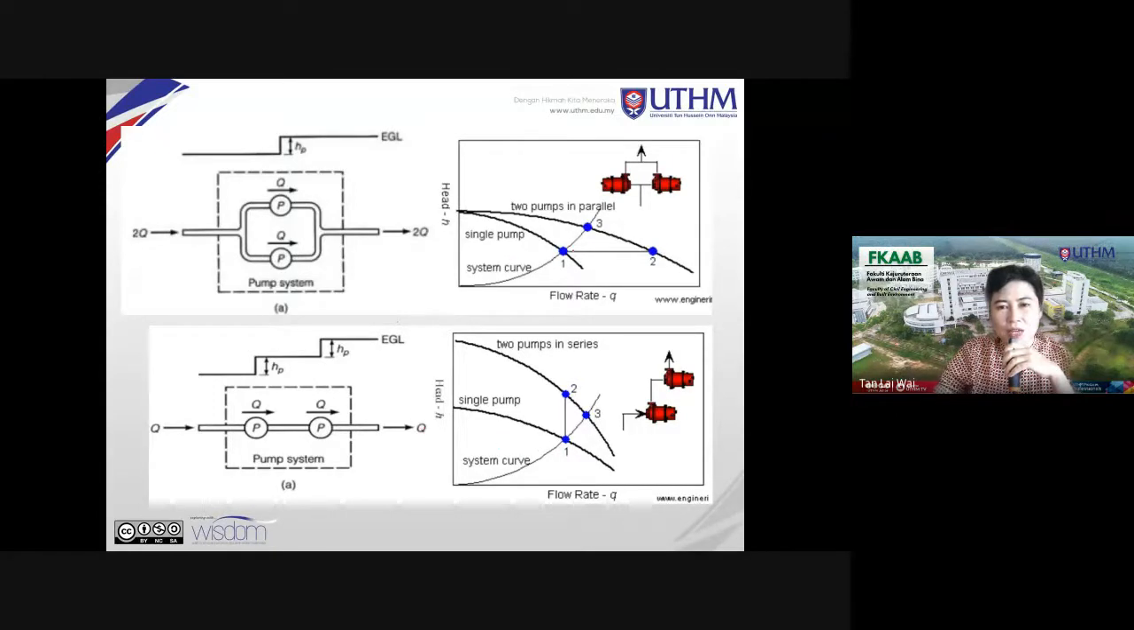This diagram shows if you plot your head against your rate of flow for pumps in parallel and series. This is in parallel, your discharge would be twice as much, your head is just the same throughout. Meanwhile, if you look at this, the head increases, and then your rate of discharge remains the same for the whole system.